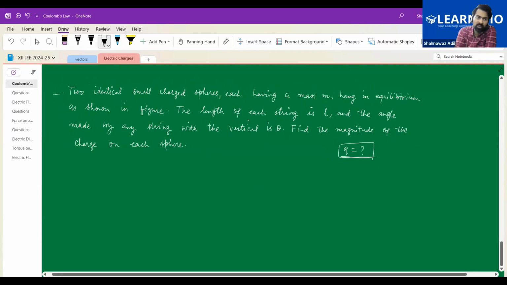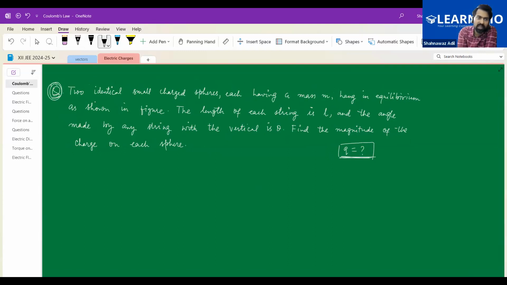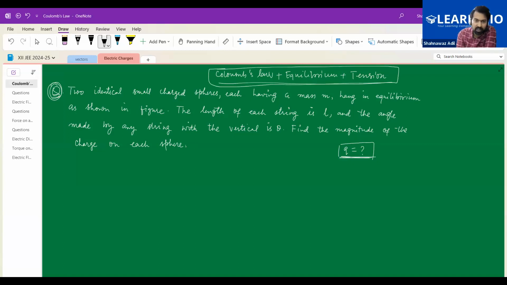Can I write down the question and can we do this in the next class? Okay, sure. You try this question. And in this question, we have to use the idea of Coulomb's law, right? So majorly Coulomb's law, then equilibrium, and then we have to use tension. So these are the three concepts that we have to use, right? So this is a mixed problem. Just note down this question and then we'll do this in the next class.